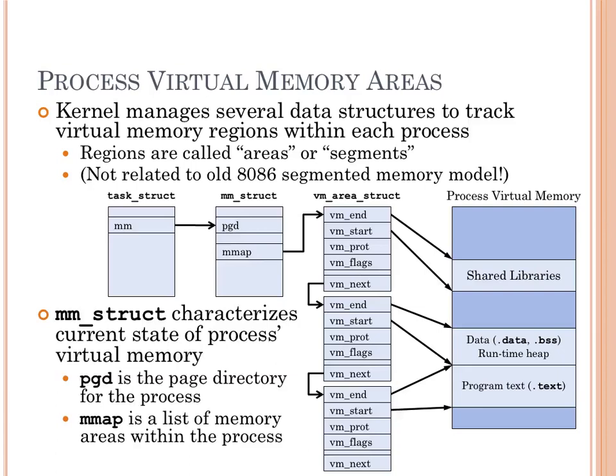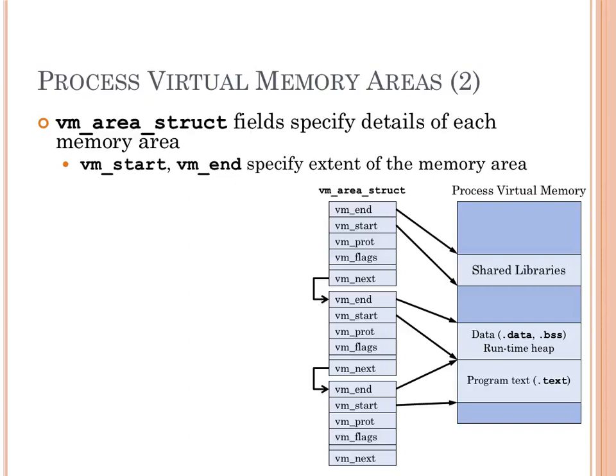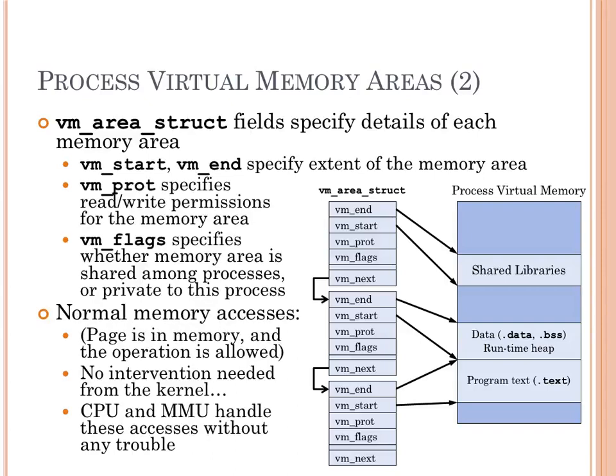Okay, so that's what... Oh, and you also have the PGD. What's the PGD? Page Global Directory Entry. So that's the page table for the process. But then it also has the Linux OS level description of the address range as well. Okay? So we have all of these things. I already told you about all of this stuff.